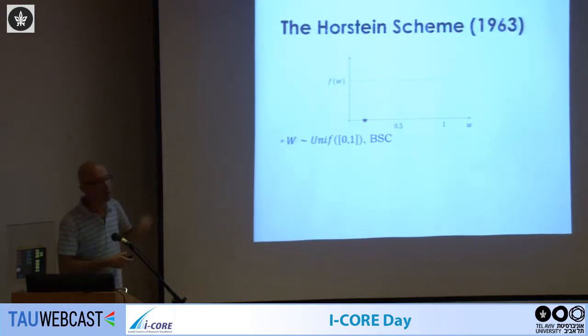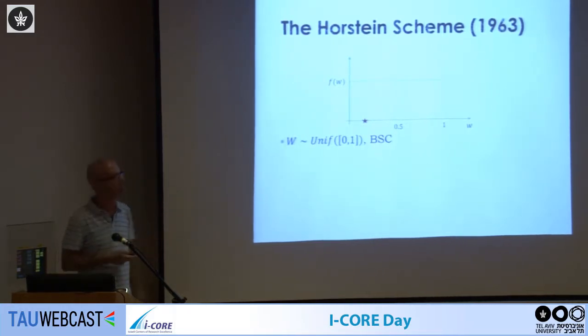So here's the answer. This is called the Horstein Scheme, back in 1963. Let's think of the message or the target, I'm going to use these interchangeably now, as being uniform over the unit interval. So here is its PDF, a uniform PDF. And again, we're assuming a binary symmetric channel, so our answers to the queries are flipped with probability P.